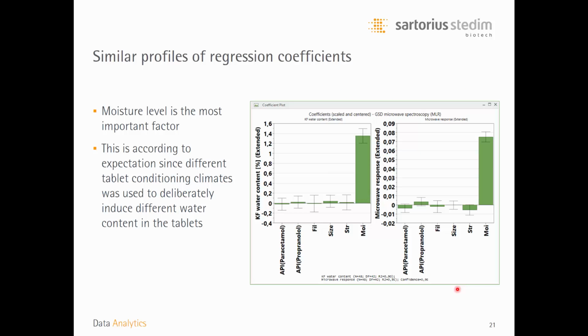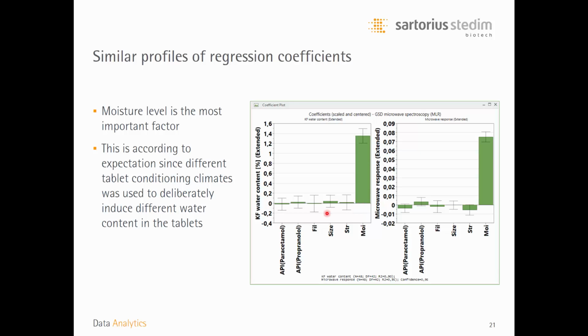Here we see the regression coefficients, and we can see very rapidly that in both situations the moisture level is the most important factor by far. This is according to expectation, since different tablet conditioning climates were used to deliberately induce systematic changes in the water content in the tablets.